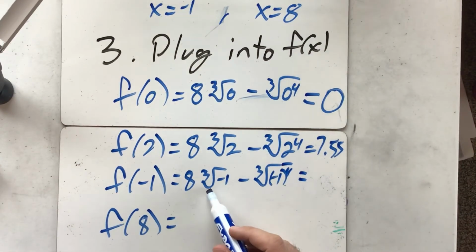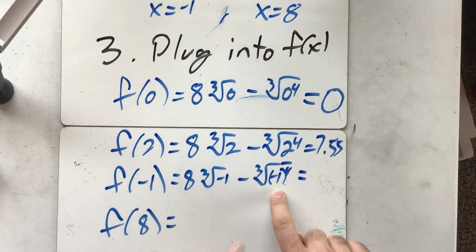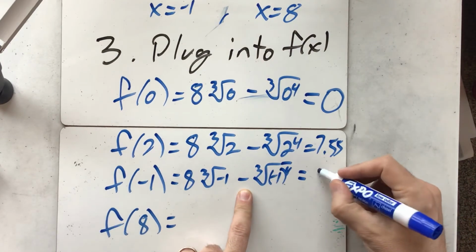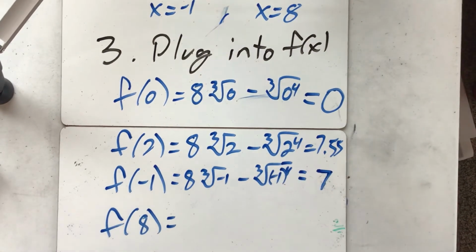Notice this ends up being -8 because this is just a -1. This is a +1, so this is -8 minus 1. So I think we get +7 here for that number. I hope. I think that's right.